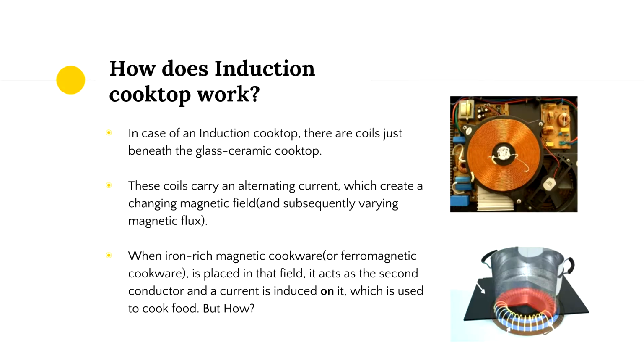So, how does an induction cooktop work? In a brief glimpse, we can say that there are coils just beneath the glass ceramic cooktop. These coils carry an alternating current, which creates a magnetic field and eventually a varying magnetic flux. When electrically rich magnetic cookware or ferromagnetic cookware is placed in that field, it acts as a second conductor and a current is induced in it, which is used to cook food.